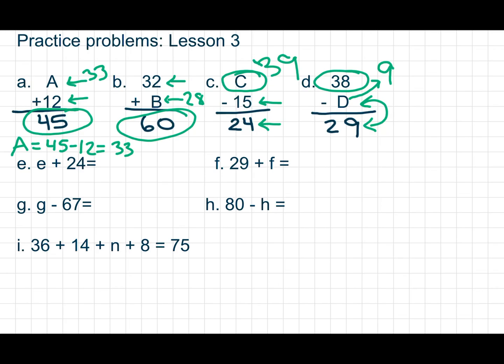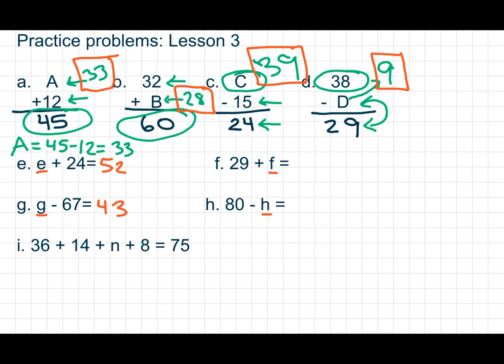Okay, I'm just going to put a box around our answers here. And if you are having difficulty with this, please let me know. Okay, then we have, and again, you can use any letter you want to represent a missing number. In this case, it's a missing addend, remember? E plus 24, again, I forgot the totals here for some reason. I don't know why. But this is in your book. These are your practice problems.